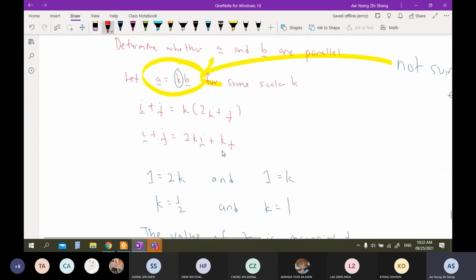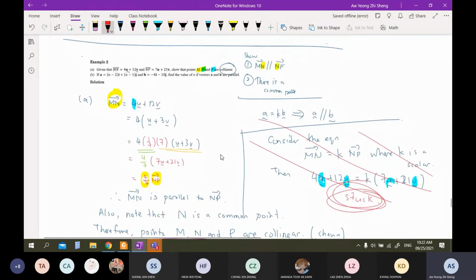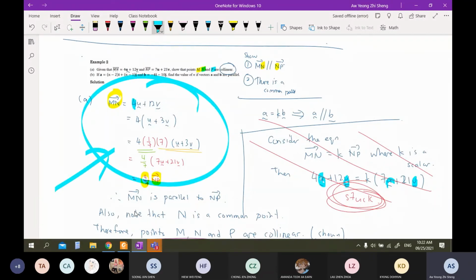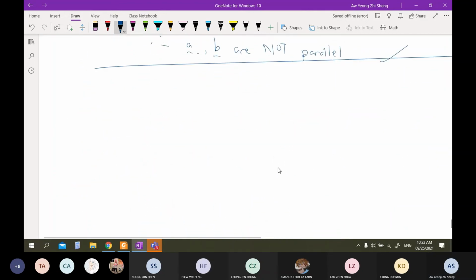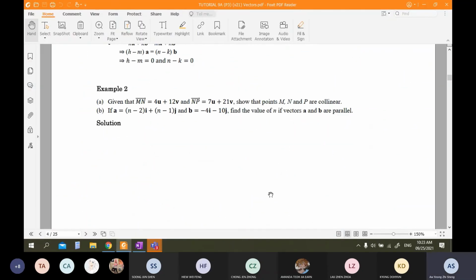So going back to part A just now, I encourage everyone to learn the more standard way. Learn this method here. This is a more standard way to establish that two vectors are parallel. Now, coming to part B.